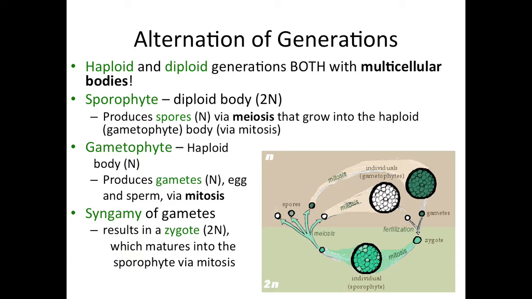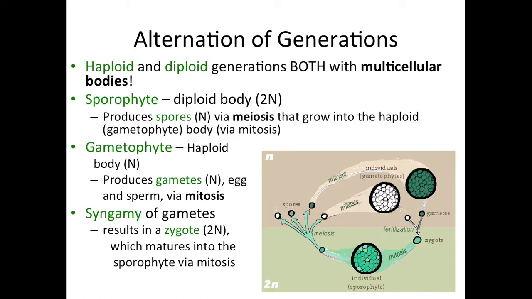Now, in organisms that have an alternation of generation, there are two distinct multicellular bodies. There's the haploid body, which is called the gametophyte, and the cells in the haploid body or the gametophyte body all have a single set of chromosomes. And there's the sporophyte body, and the cells in the sporophyte body all are 2N or diploid cells, and they all have two sets of chromosomes.